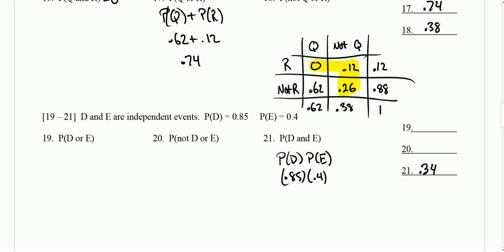Probability of D or E is going to be the probability of D plus the probability of E minus the probability of D and E. So that'd be 0.85 plus 0.4 minus 0.34. And we get 0.91.